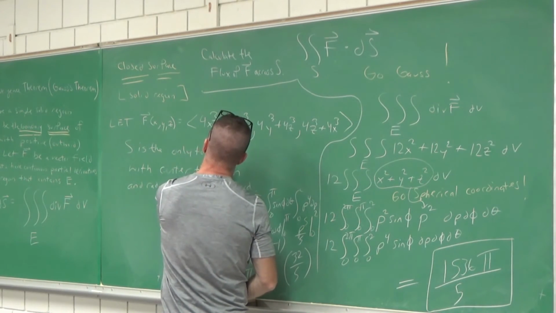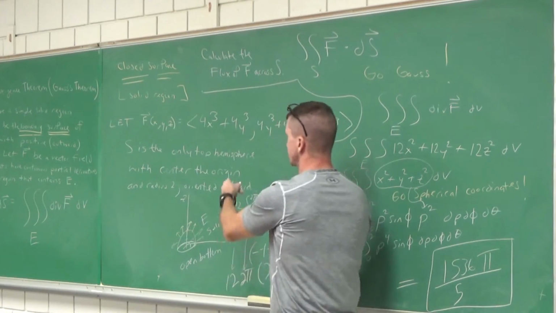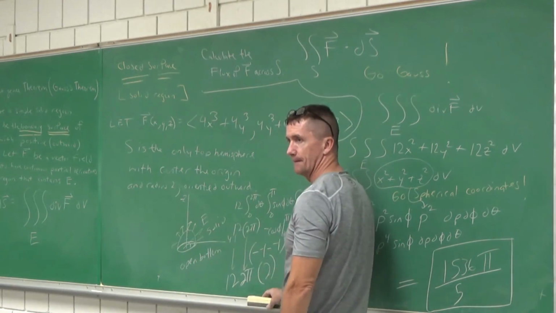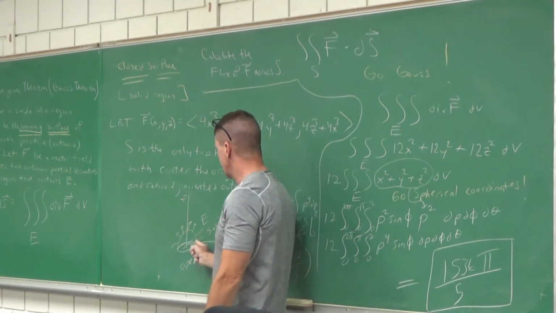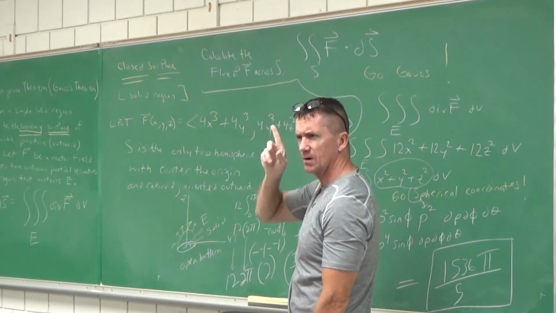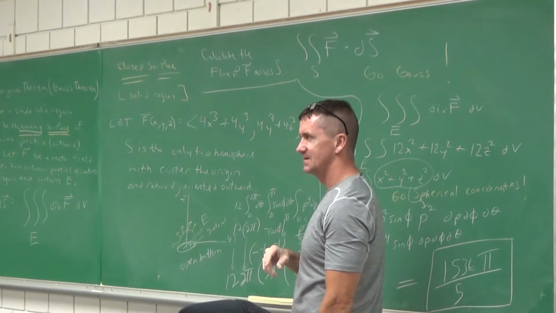Top hemisphere. Center's at the origin, radius 2, oriented outwards. It's all oriented outward, so I just want the flux off this. Well, I guess I'll have to go back and do it directly. Or, can I do something? Any suggestions? What do you think?